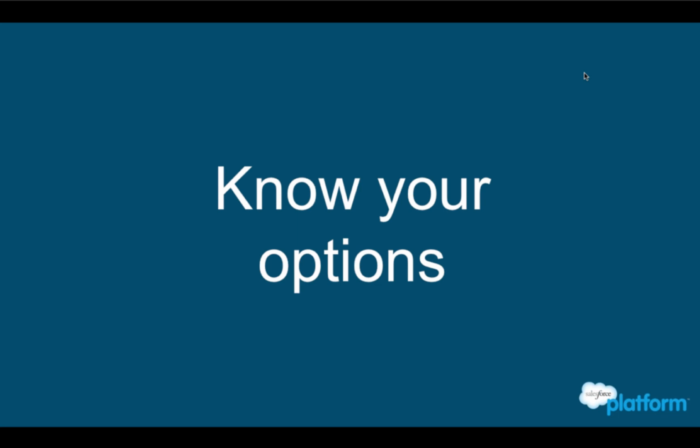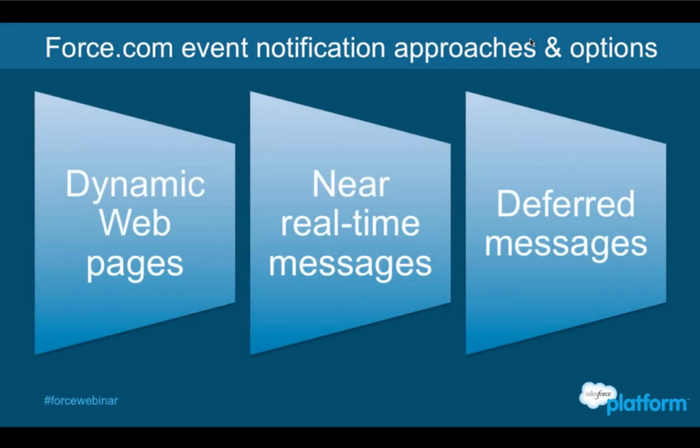Okay, so now we have our list of requirements for an event notification system. We have to go to the other side. Let's look at what kind of options we have to satisfy these requirements. Specifically, we need to know what kind of approaches are possible and the kind of platform features that are going to support those. So today we're going to break down 3 specific solutions: dynamic web pages, near real-time messaging, and deferred messaging.